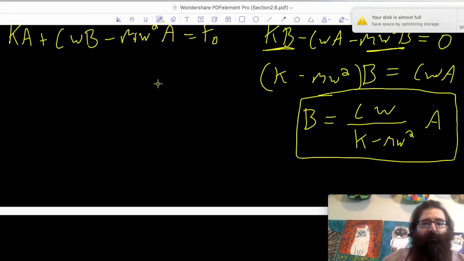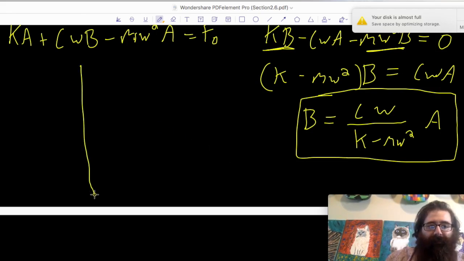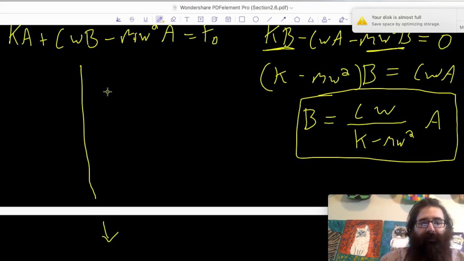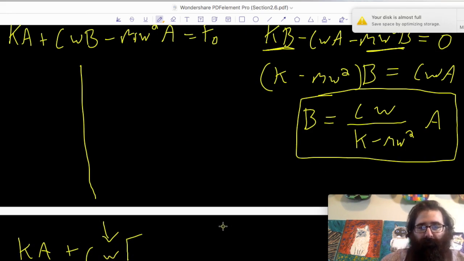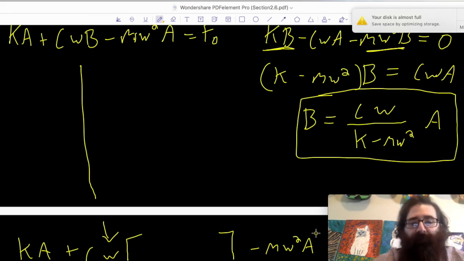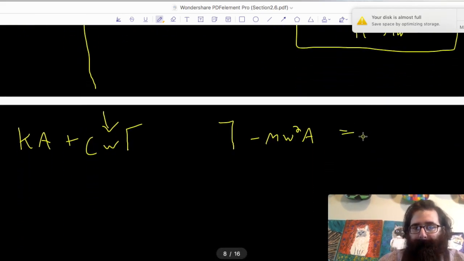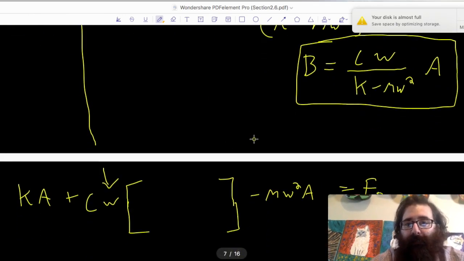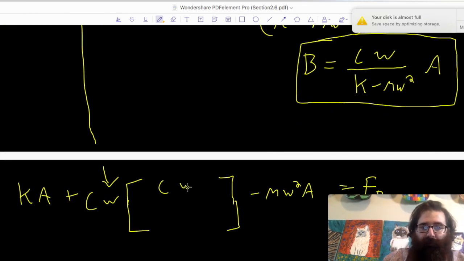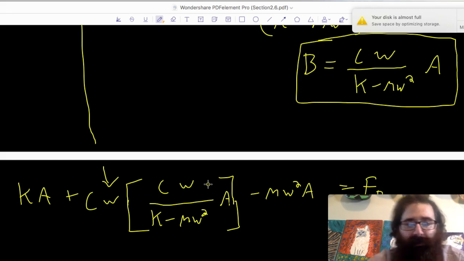So then I can go to this equation here, and let me just go down here, I got more space. So we have k times A plus c omega times B. I'm going to plug in for B right there, minus m omega squared A is equal to f sub 0. And here's my substitution. That was c omega times B, but B is c omega over k minus m omega squared, and then A. So just pop that substitution right in. It doesn't have to be so bad.